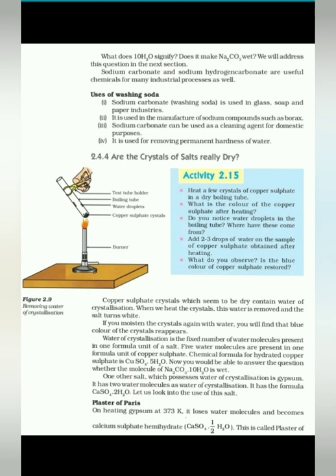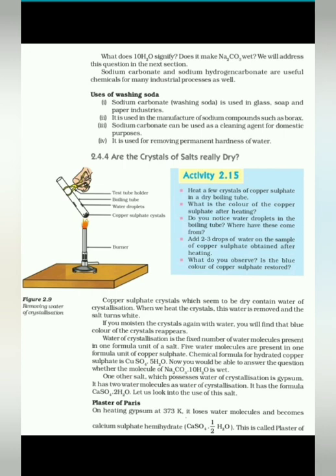In this, heat a few crystals of copper sulfate in a dry boiling tube. See, the color of copper sulfate is blue. Copper sulfate crystals have a blue color. We have to take the copper sulfate in a boiling tube and provide heat to it. What is the color of copper sulfate after heating? See, after heating, the blue color becomes colorless, or it turns white from blue.